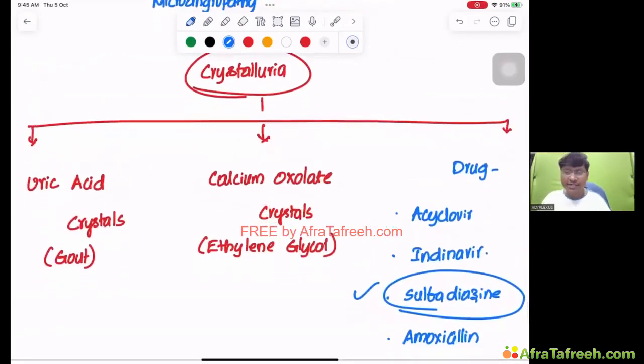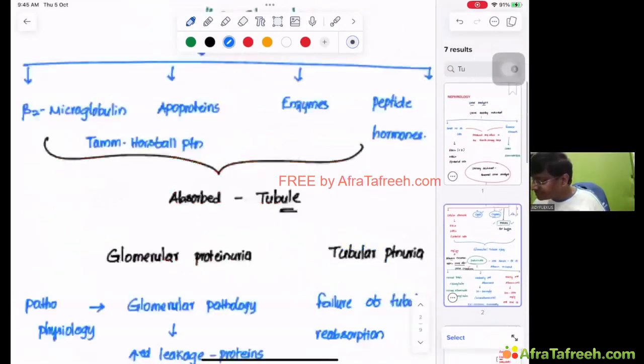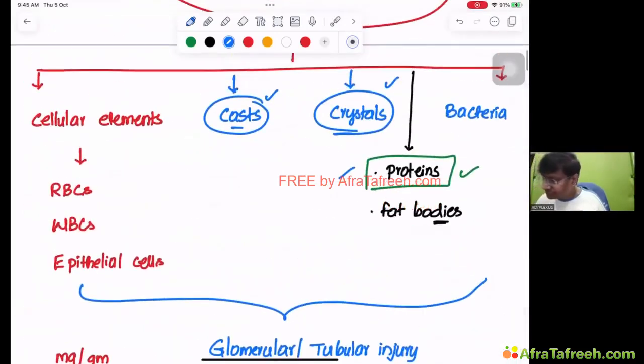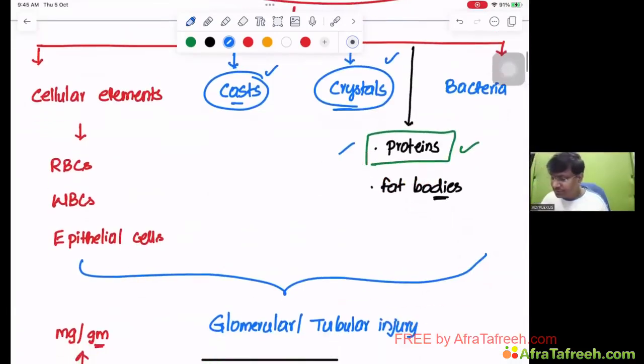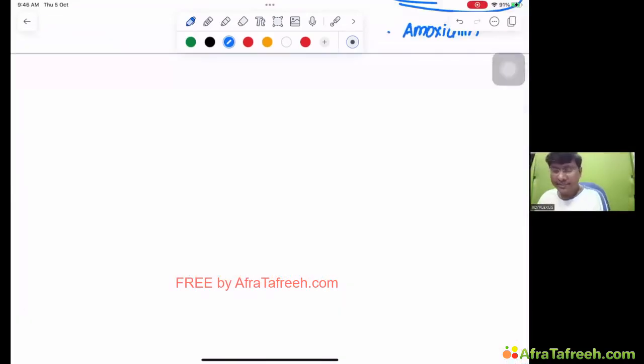What are all the conditions where there can be presence of crystals in the urine, right? Now, what all we have discussed, you see here, we have finished the casts, crystals, and then proteins. Now, let me discuss the presence of RBC and WBC within the urine analysis. Let me discuss the presence of RBCs in the urine sample, right?